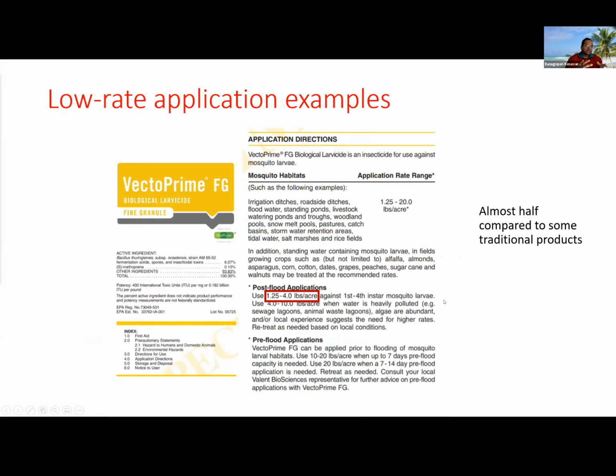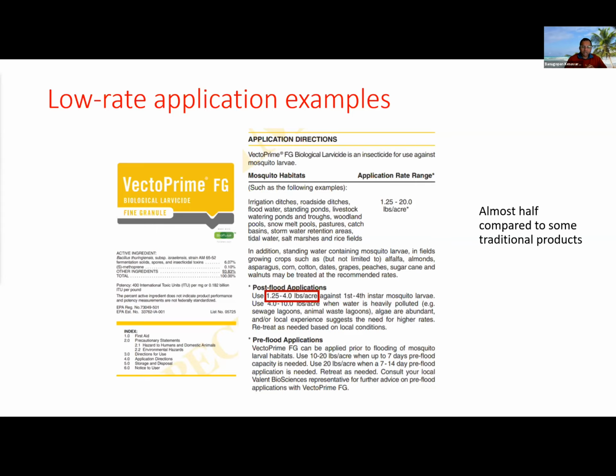Okay, let's see some low rate application examples. How can we actually resolve them? So I picked Vector Prime because it's easier. I'm more familiar with Vector Prime, but this applies to any other low rate application product. You can choose anything that's out there. For this, according to the label, for post-flood situations, if it is not polluted, it's about 1.25 to 4 pounds per acre. That's a really low rate. It's almost half of some of the traditional larvicides that are out there.